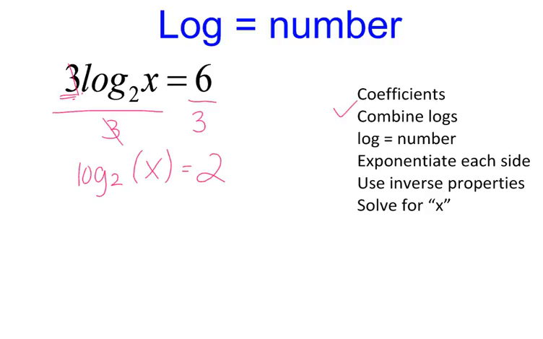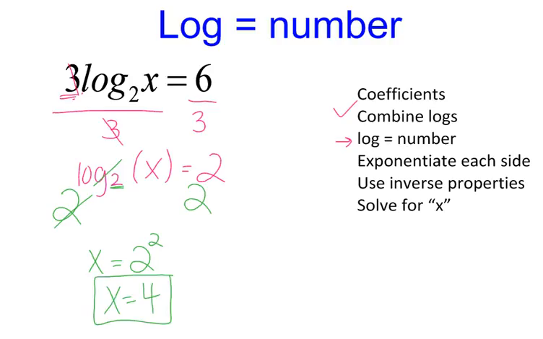So those two steps are good, and we see we have log equal to a number. Now what do we have to do in that case? Use our inverse property, exponentiate each side. So how do we do the inverse of log base 2? Exponential base 2. So this is 2 to the log base 2 of x power. Whatever I do to one side, I also do to the other. So we equal that to 2 to the second power up here. Inverse property, that cancels to get x by itself. So we have x equals 2 squared, or more simply, x equals 4.